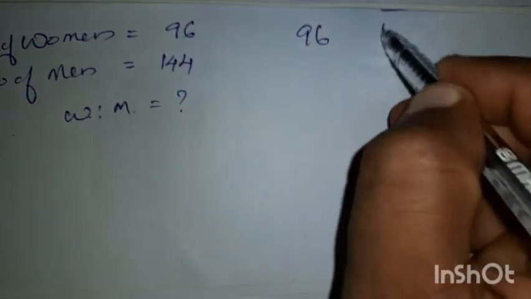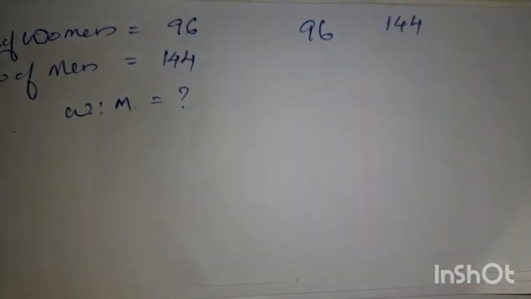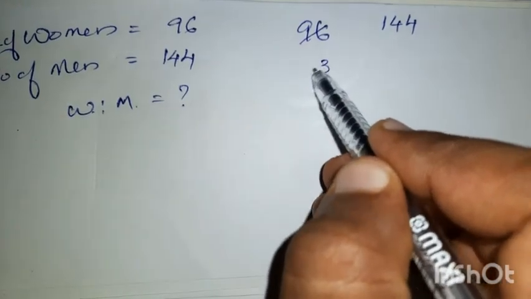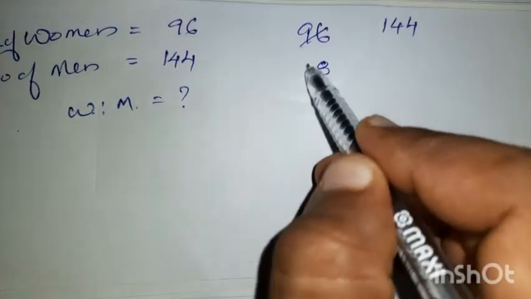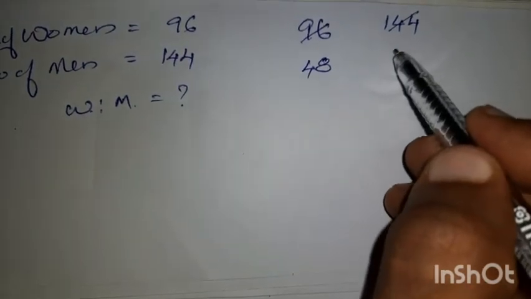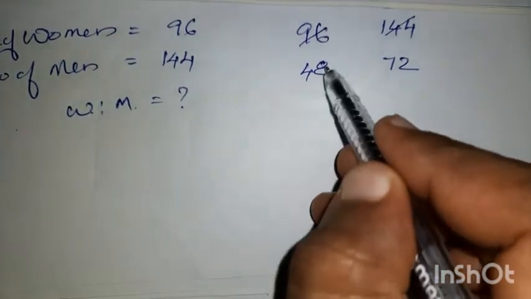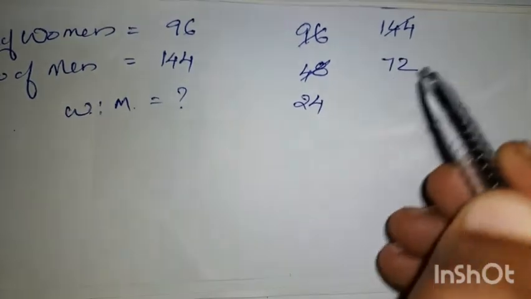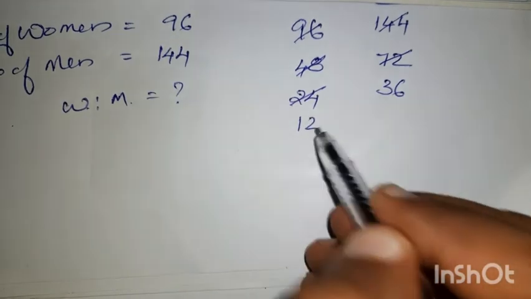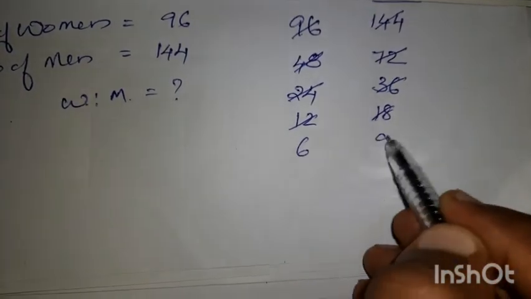Okay, number of women to number of men we have to find out. So 96 and 144. We have to divide with a common number. So you can divide with the 2 first. If you divide with the 2, we will get 48, and if you divide 144 by 2, we will get 72. So again you can divide 48 by 2. 48 by 2 is 24. 72 by 2 is 36. Again you can divide it. It is 12 and 18. Again you can divide, 6 and 9.